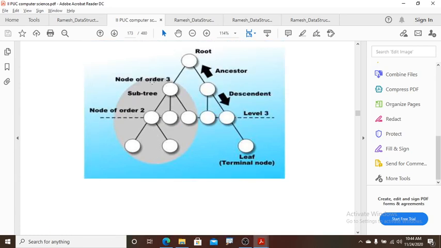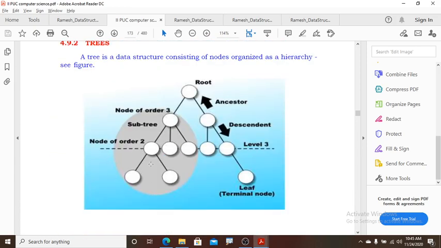So you can see this is a subtree. This is a subtree. All its descendants, these are descendants. Okay, that is a subtree. We can say it as a subtree. This one, this one, this one, this one, these are subtrees. Okay.